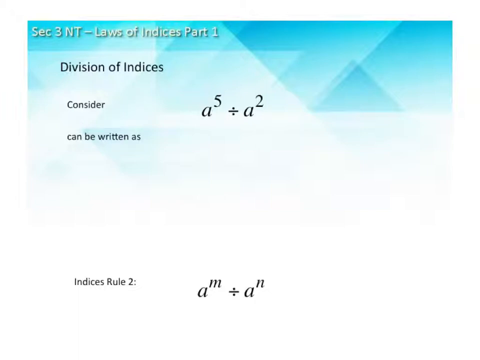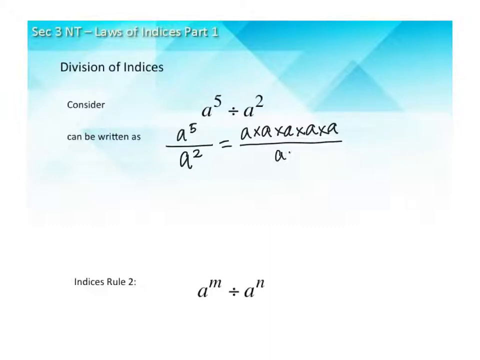Division of indices. Consider the following. A to the power 5 divided by a squared. What exactly is this? We can write division as a fraction, a to the power 5 over a squared, which means a to the power 5 is a times a times a, how many times? 5 times. There will be 1, 2, 3, 4, 5 of them in the numerator. And a squared means a times a, which is 2 times.